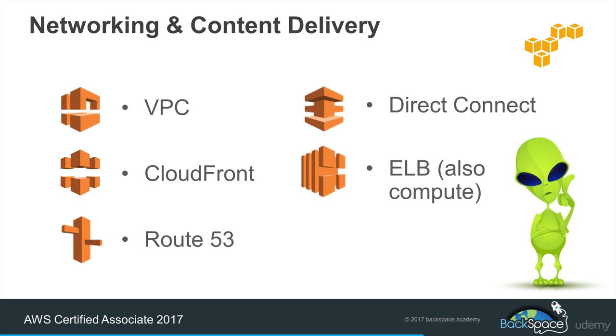We also have the AWS Direct Connect, and that is a very high speed connection between our on-premises infrastructure and AWS. So we can have a very high speed fiber optic connection to that without having to go through the internet to access our AWS resources. And that's very important for large enterprises that need to have high speed access to their resources. And of course, we've already talked about ELB, which is also part of the compute category as well as the networking and content delivery category.